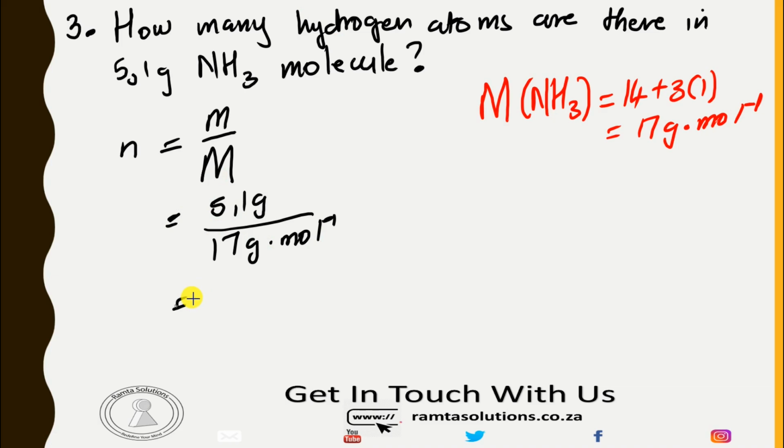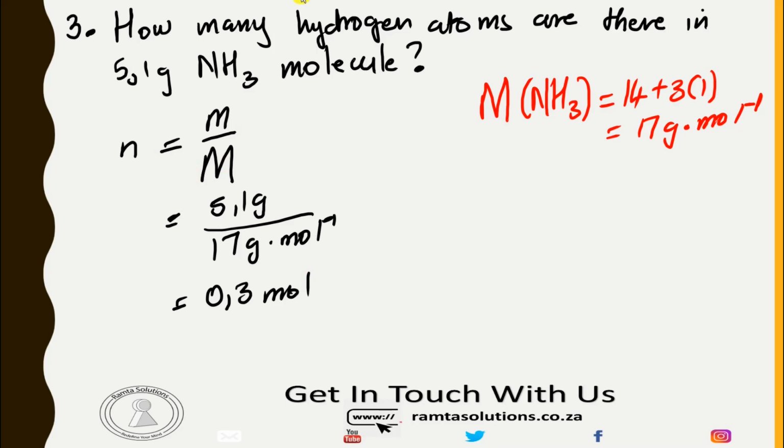Okay, so now let's get our answer. 5.1 over 17 is 0.3 mole. So the number of moles of ammonia is 0.3 mole.